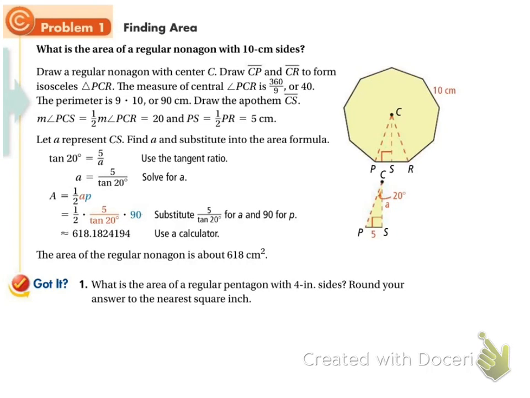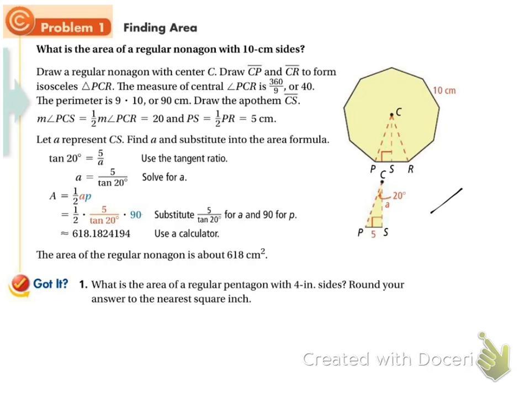This is 10.5 of geometry. So we're going to find area of a regular polygon again. But this time it's going to take a little bit more work because we won't have both our apothem and our side length. So this first one, what is the area of a regular pentagon with 4-inch sides?